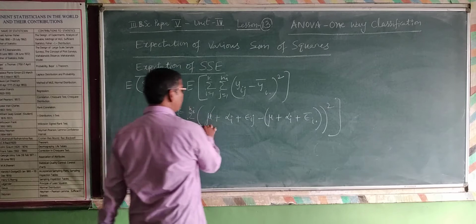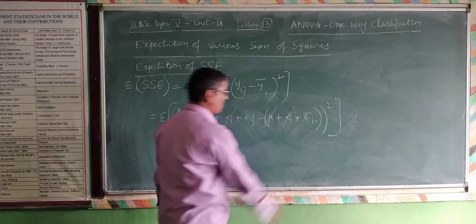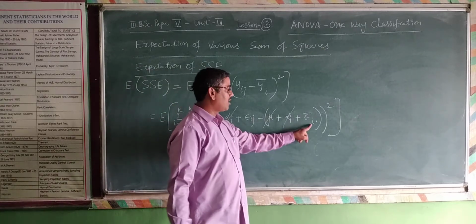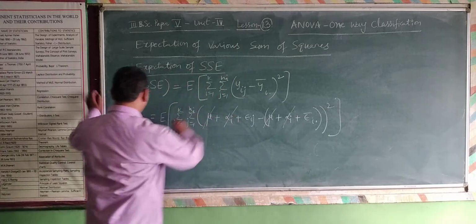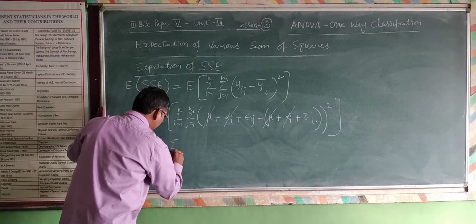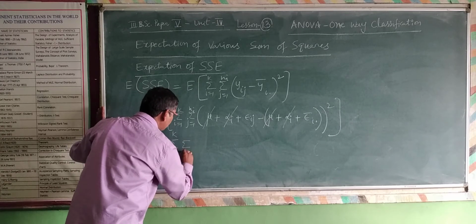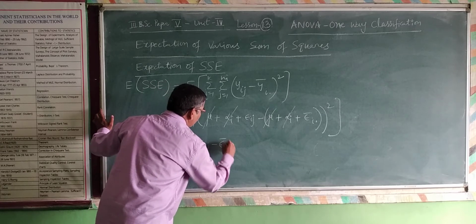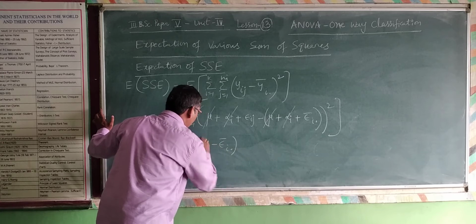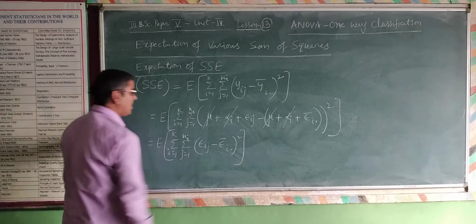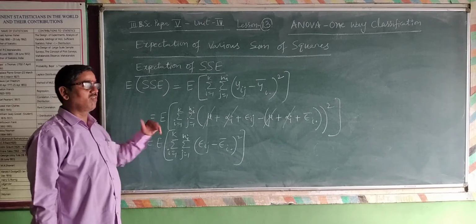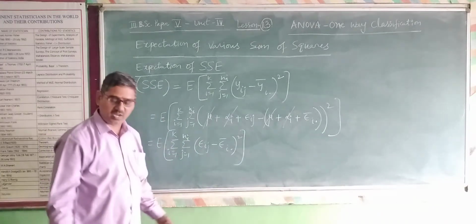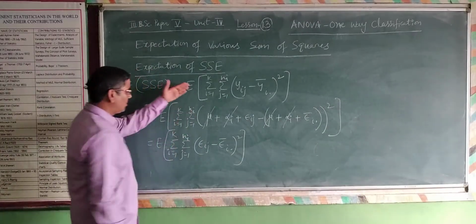Now we can cancel out mu minus mu, alpha i minus alpha i. Only two terms remain, epsilon ij and epsilon bar i dot, so we have expectation of summation i equal to 1 to k and summation j equal to 1 to ni, epsilon ij minus epsilon bar i dot the whole square. This is the term which remains at the end. Now you have to calculate the square, take the summation and then take the expectation. You will get the value of expectation of SSE, right? Do you understand this?